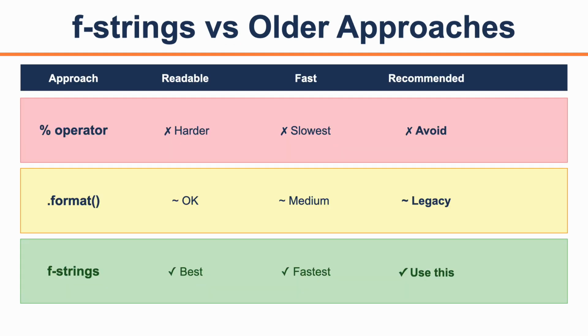F-strings are faster than both the percent operator and the format method. Python evaluates them at runtime without building an intermediate object. They are also easier to read because the variable sits right where it appears in the output. For new code, f-strings are always the right choice.